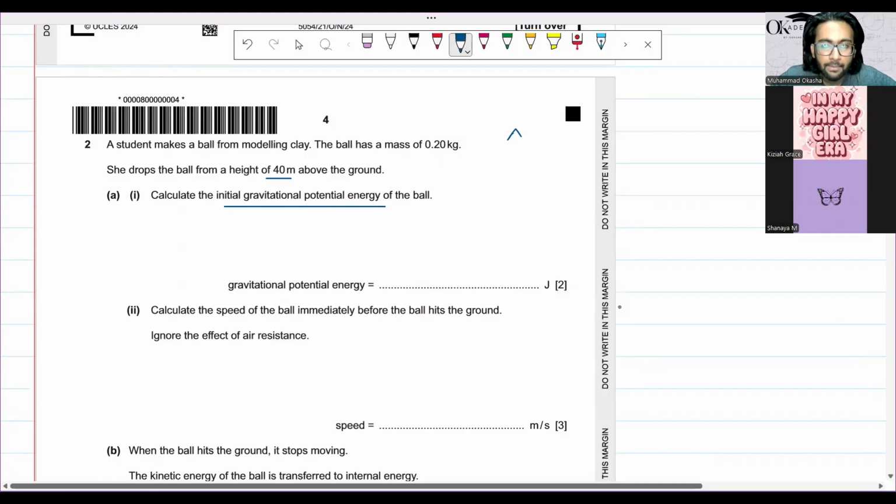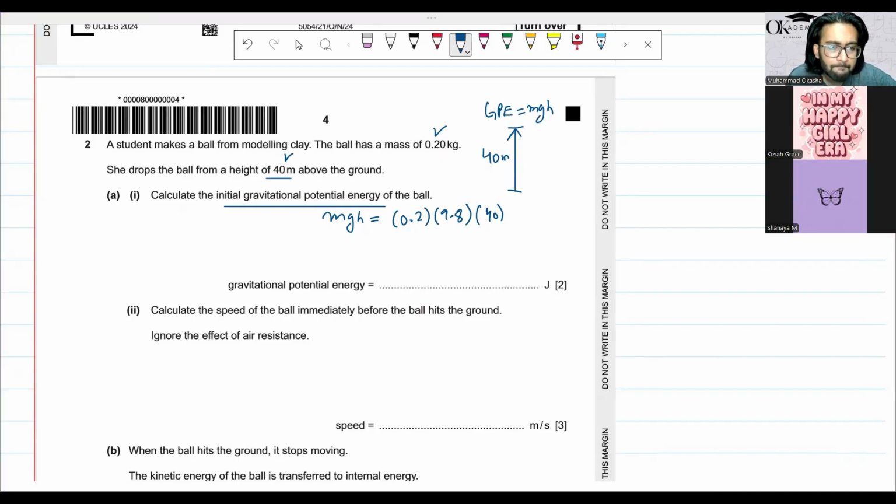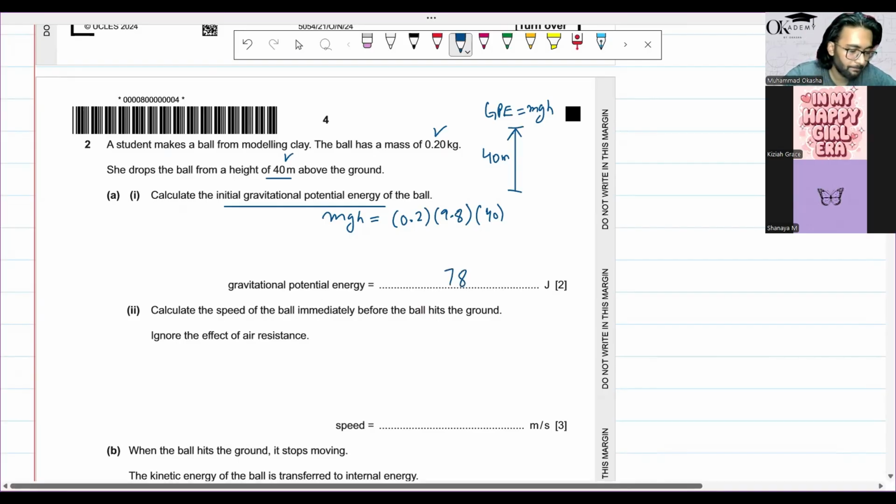So if the ball is placed at a height of 40 meters, at the top, the gravitational potential energy is equal to mgh. Mass is 0.2, gravity is 9.8, and height is 40. So can you work it out? It should be simple. Yes, altogether, it should be 78 joules. Okay, let's look at the next one.